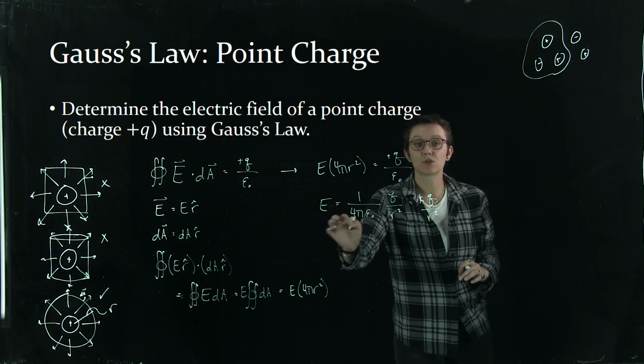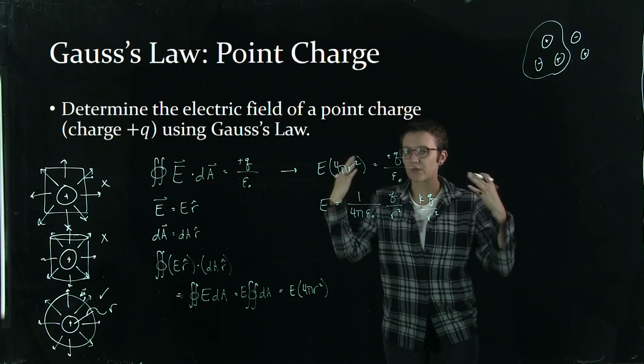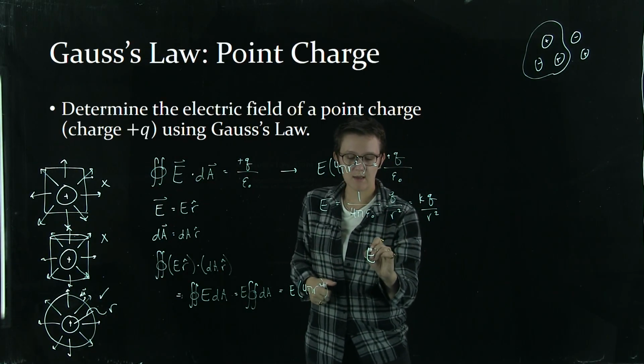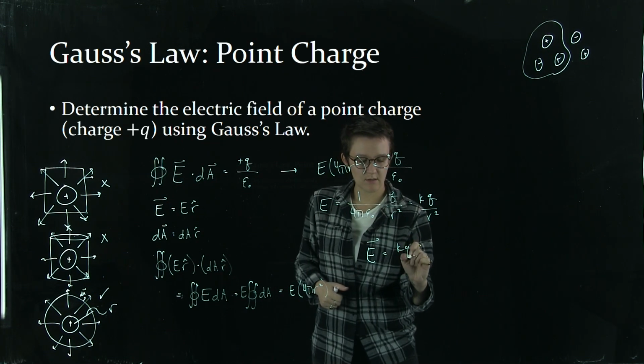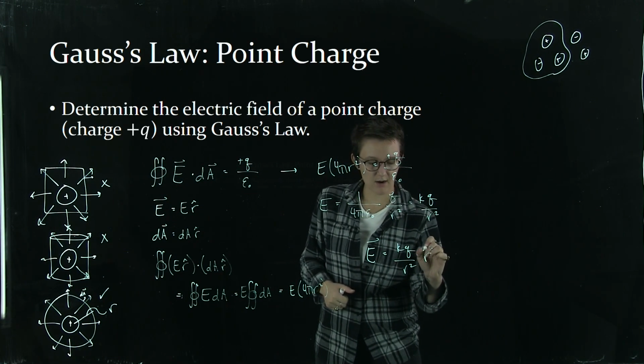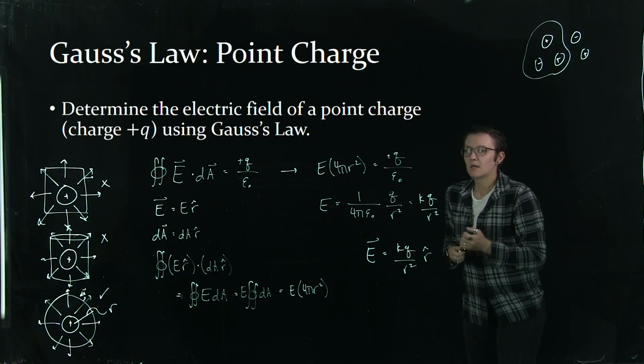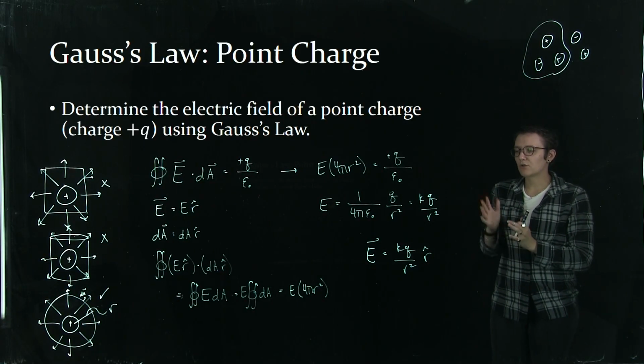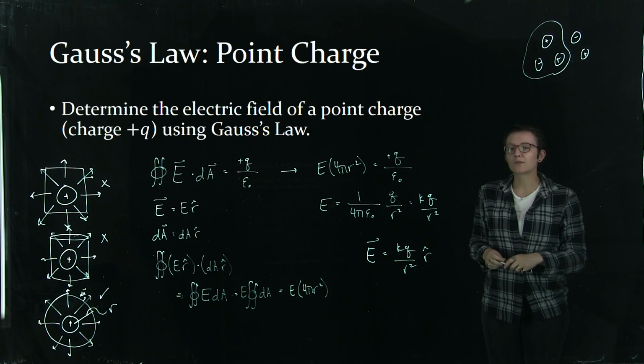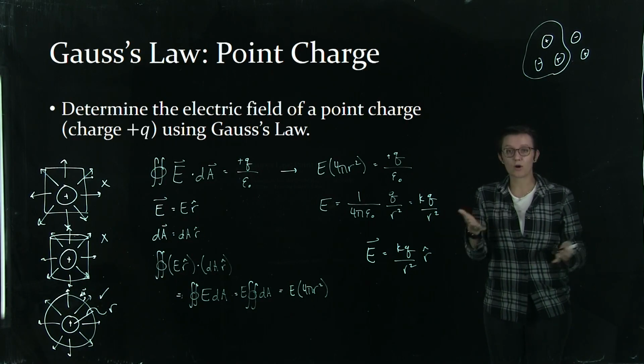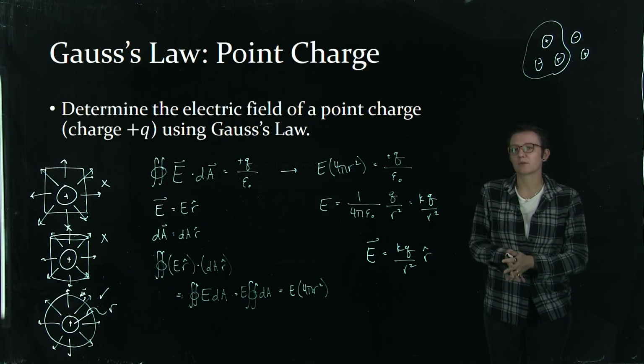Now remember, this is just the magnitude of the electric field. If I want the total electric field, I need to make sure that I include the r hat direction over r squared. So this is a relatively straightforward example of how to use Gauss's law, which we will start to explore more with different geometries and different charge distributions coming up.